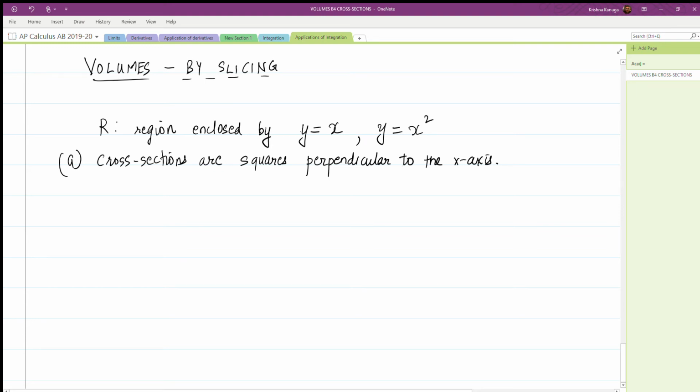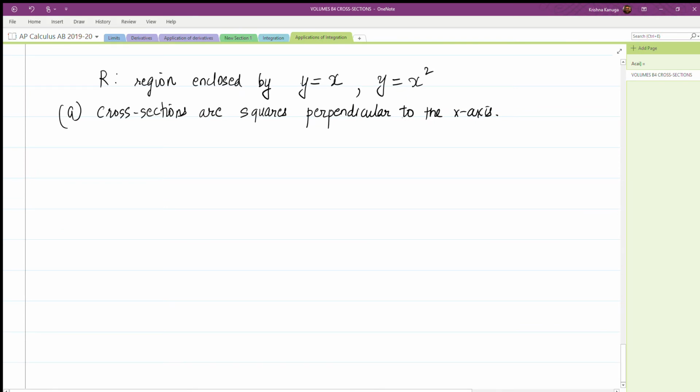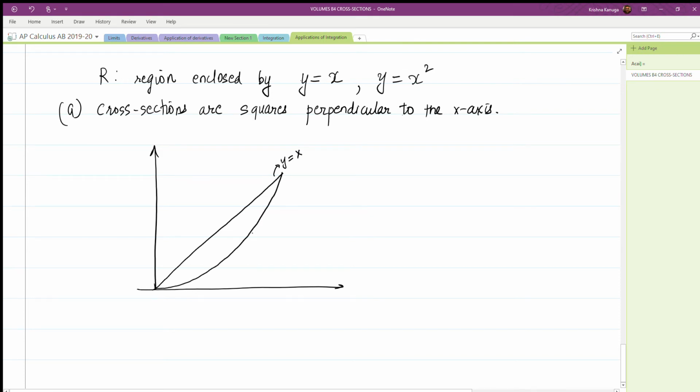In this problem, we are going to find another volume by the method of slicing. The region R is enclosed by y equal to x and y equal to x squared. So let's draw this region. This is y equal to x, and this one is y equal to x squared. It says that the cross sections are squares perpendicular to the x-axis.